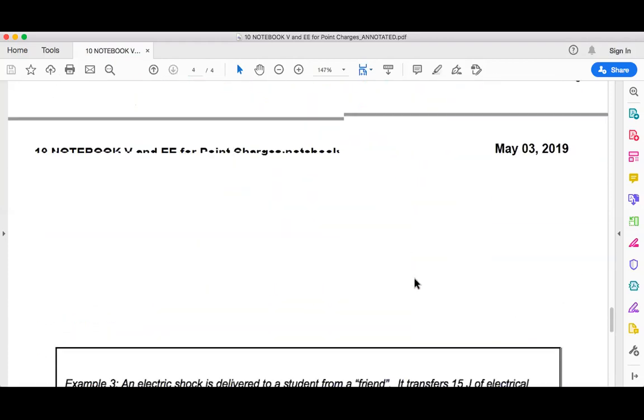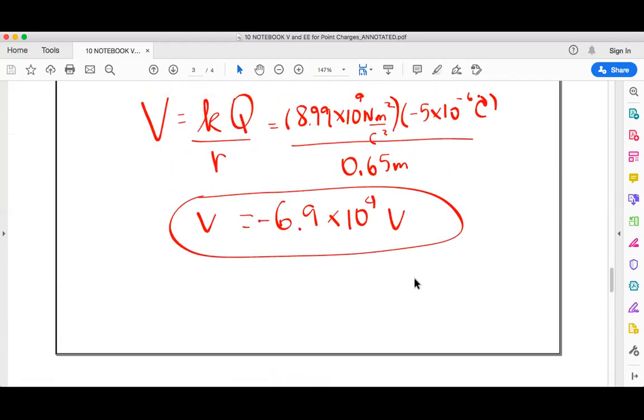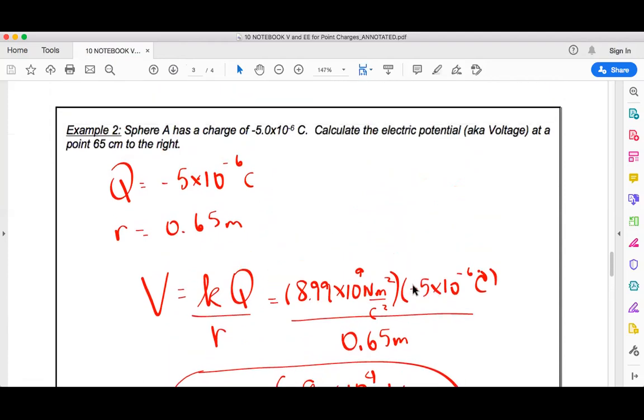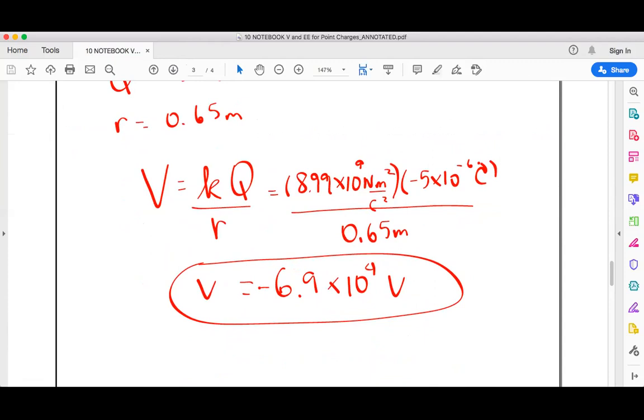And you can think of the sign, positive or negative, of the voltage, because it's proportional to energy, just think of it like energy. So whether it's attractive or repulsive. So in this case, we had a negative charge, we get a negative voltage, that would be a negative energy, so it would be attractive.